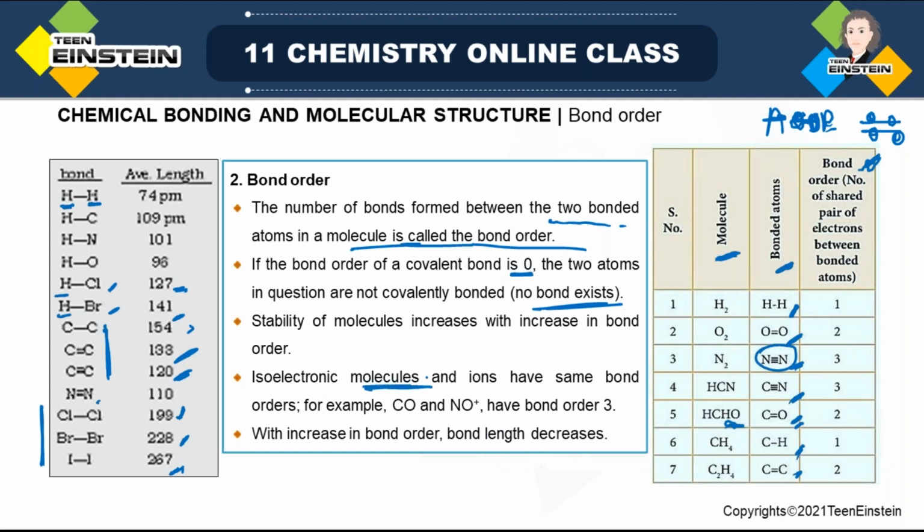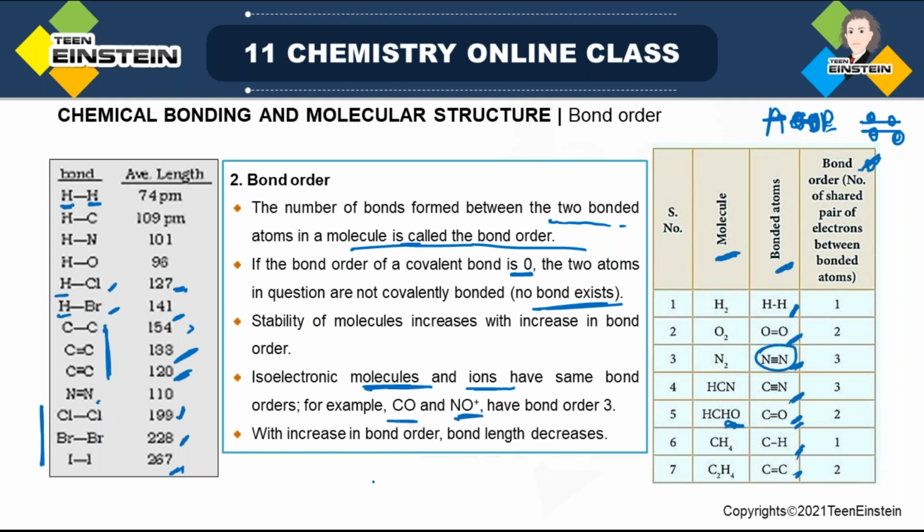Next point, isoelectronic molecules. That is, if you have some molecules, or not necessarily molecules, it may be ions also. Isoelectronic molecules and ions will have the same bond order. So when you have any species having the same total number of electrons, that is the definition of isoelectronic, then you will see they will have the same bond order. So here we have these two examples, CO and NO plus.